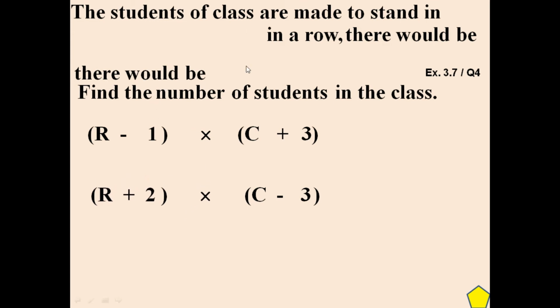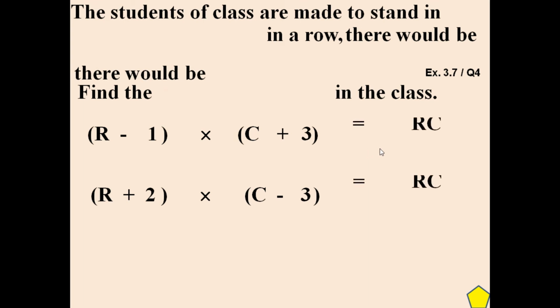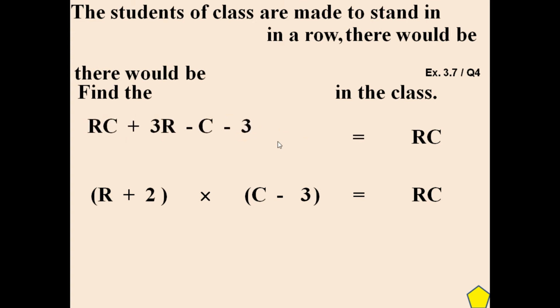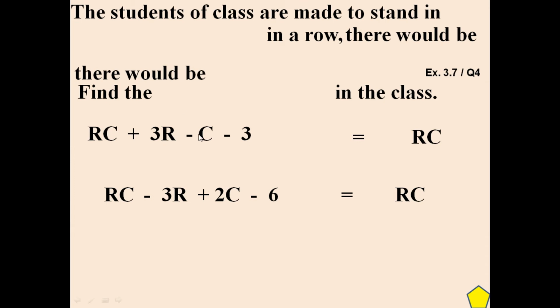But the total number of students will stay as row into column in both the cases. So the number of students in case 1 and case 2 is R into C, that is row into column. Again, there is a binomial product here. We open this, cancel RC on both the sides, and the equation stays as 3R minus C minus 3 equal to 0, minus 3R plus 2C minus 6 equal to 0. It can be solved for R and C.